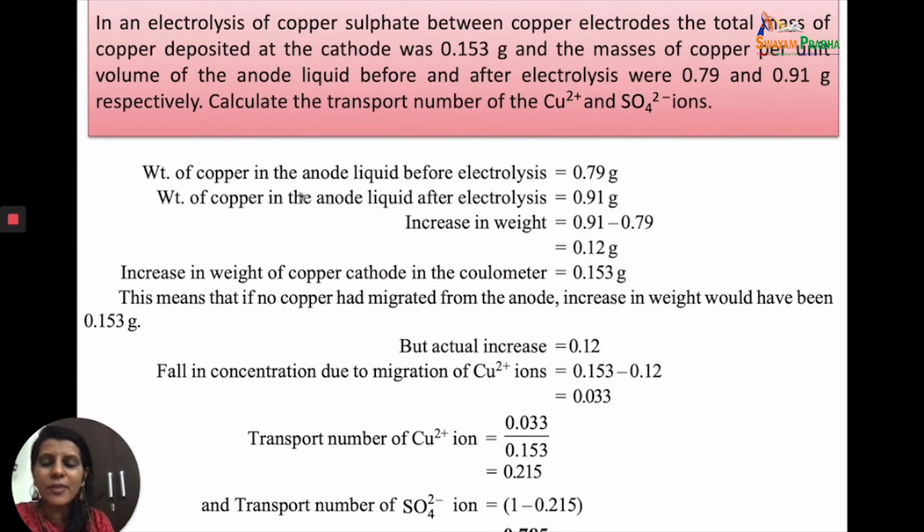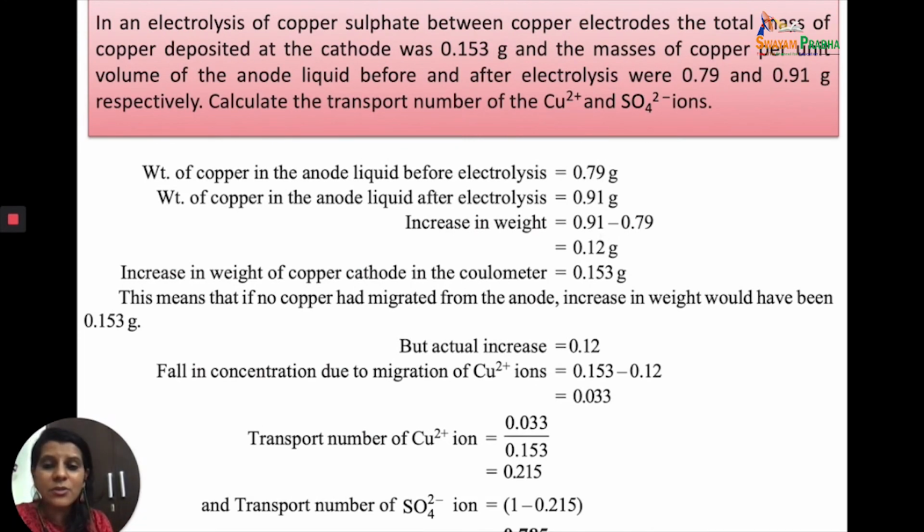You are given that the weight of copper in the anode liquid before electrolysis is 0.79. Weight of the copper in the anode liquid after electrolysis is 0.91. So what is the concentration change? You have 0.91 minus 0.79. So you get 0.12 gram.